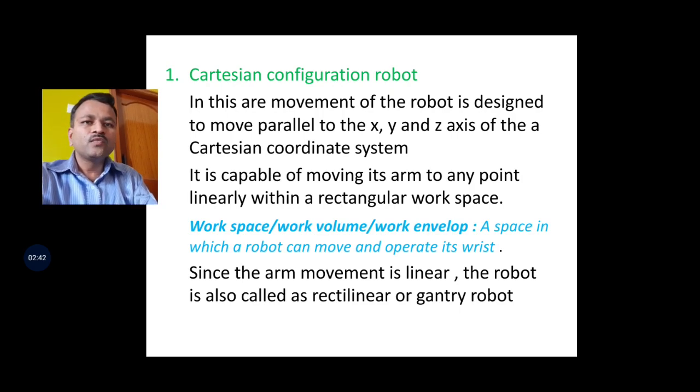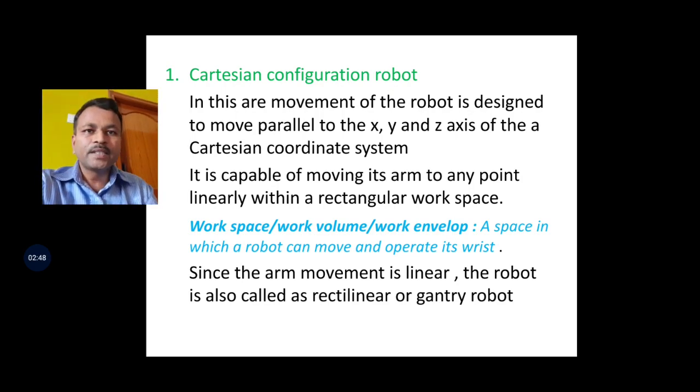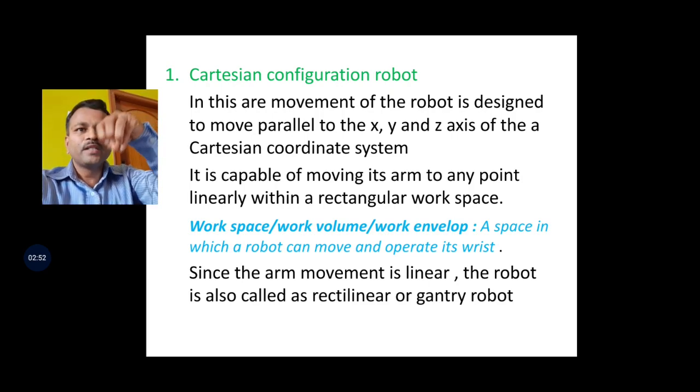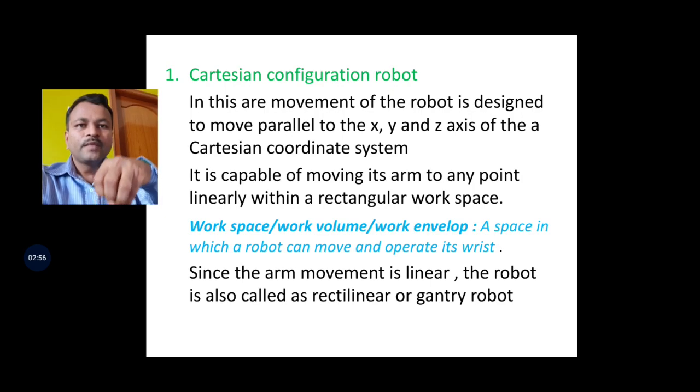It is mainly used for pick and place robots for assembly, loading and unloading. In industries you may have seen a big gantry crane, where you have to lift a heavy load from below and place it at some other place. So that is the Cartesian coordinate configuration.